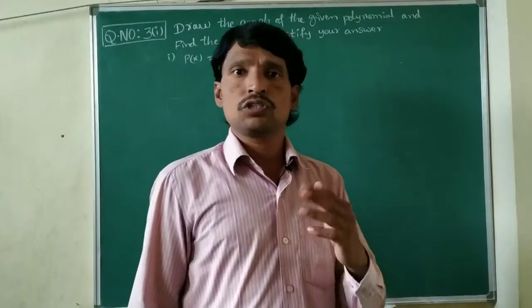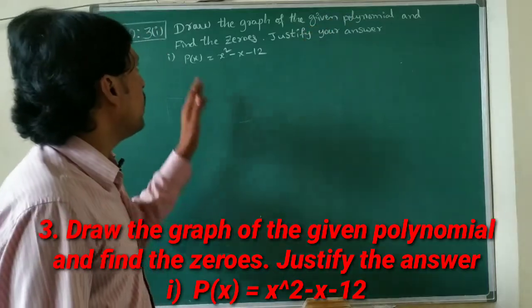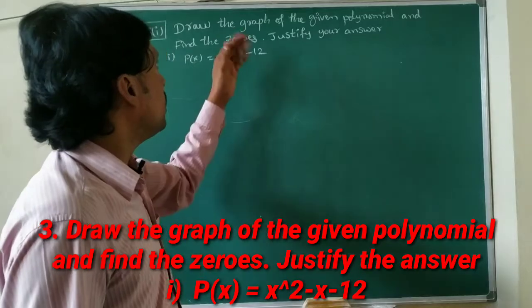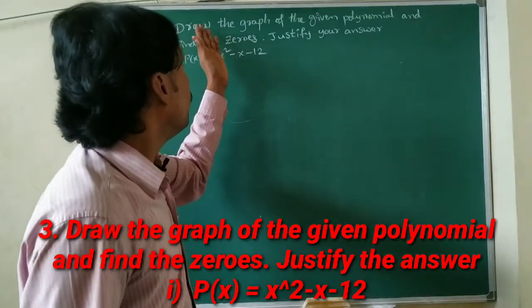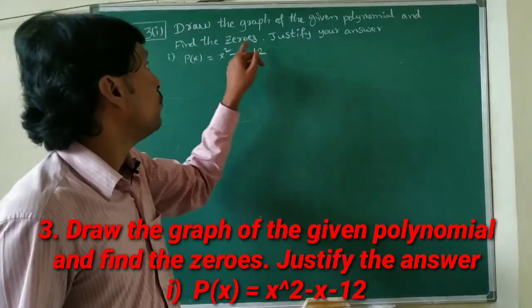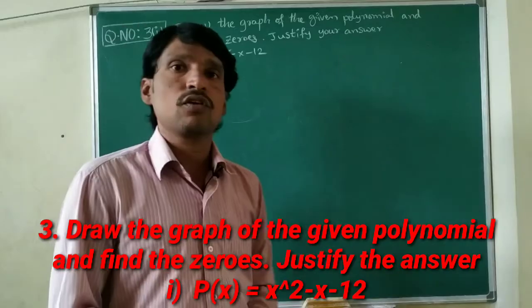Let us see question number 3. Draw the graph of the given polynomial and find the zeros. Justify your answer. First here we need to take the graph. We need to draw the graph of the polynomial. Then from the graph we need to find zeros. Again the justification also we can do.